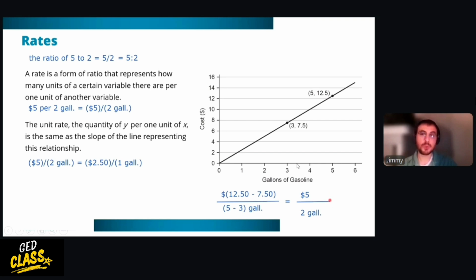So these are just different ways of looking at the same kind of information, right? You can use the graph by finding the slope. You can plug in to make a ratio or a rate. Again, just different ways of understanding this information. All right, nice job.